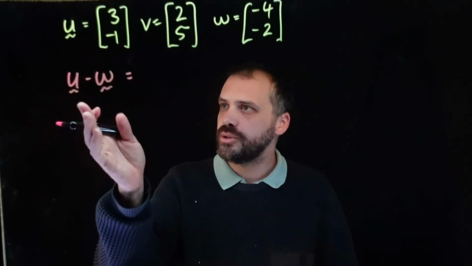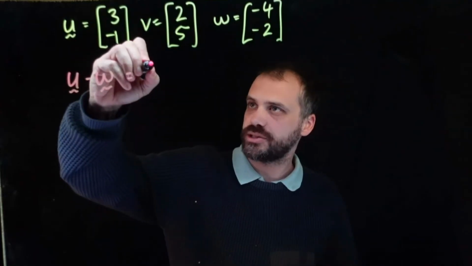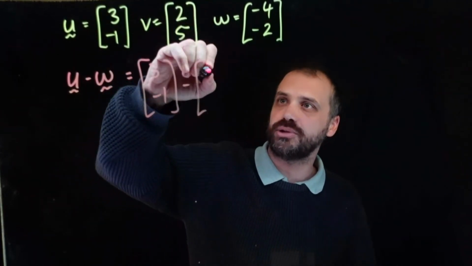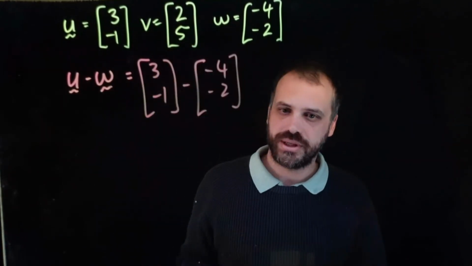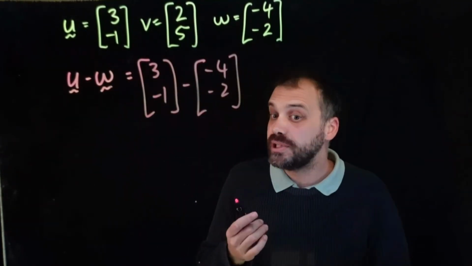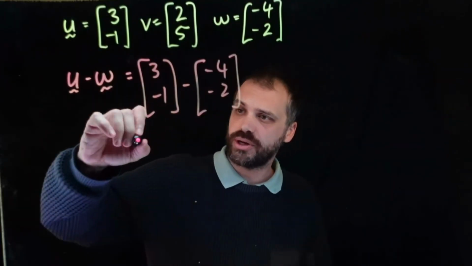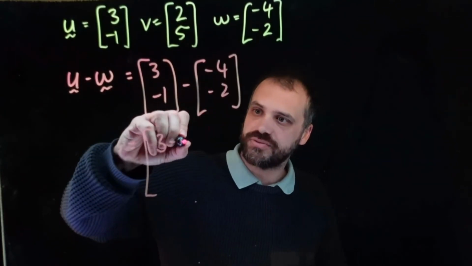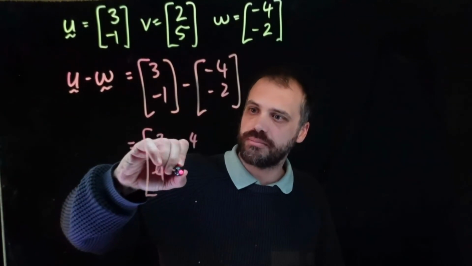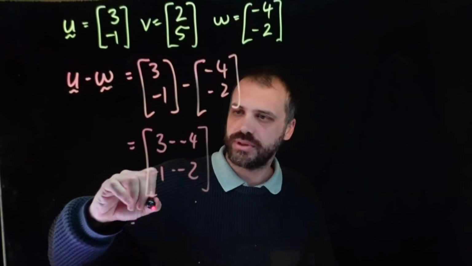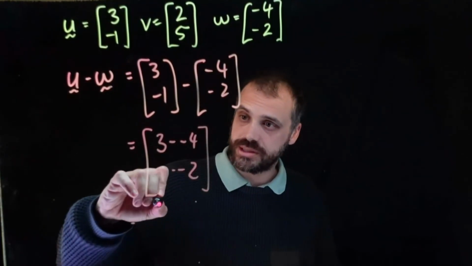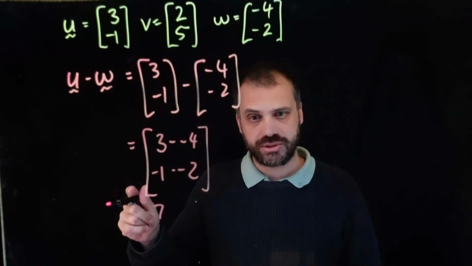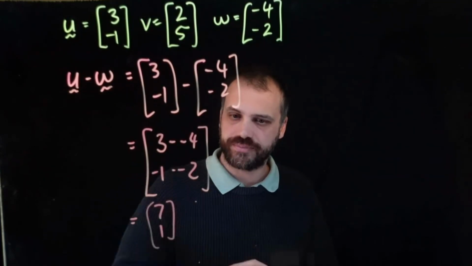Alright, let's look at u minus w. Okay, so we have 3 and -1 minus w, which is -4 and -2. These are the first ones that people have a little bit of trouble with, but if you're careful, you won't have too many problems. It's 3 minus -4. It's -1 minus -2. 3 minus -4 is 7, and -1 minus -2 is -1 plus 2, which is 1.